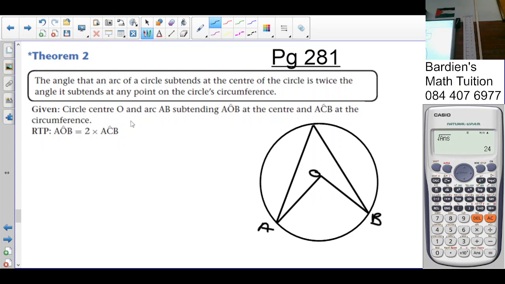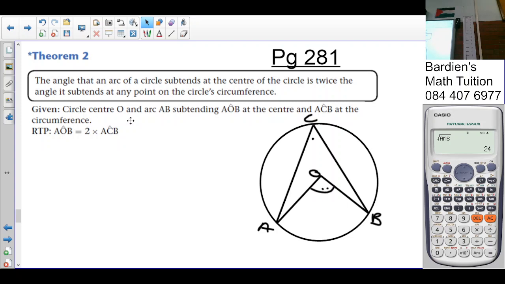Subtending angle AOB, which is this angle here, at the center, and ACB at the circumference. You are required to prove, RTP means required to prove, that angle AOB, this angle here, is double that angle there. Do you understand? So we are trying to prove that AOB is equal to double angle C. You got it?